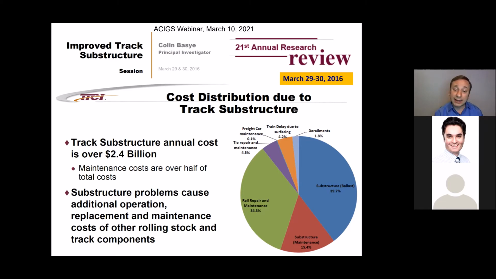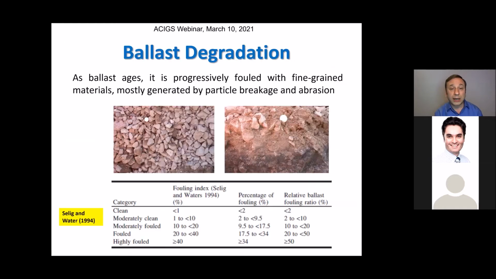If you look at where that money is spent, about 40% goes into ballast renewal and ballast maintenance, maybe 15% to other substructure maintenance that could be related to subgrade, and the rest goes to rail and the ties or sleepers, right? But 40% is a big number, and this is where ballast is a major cost item overall in building track substructure.